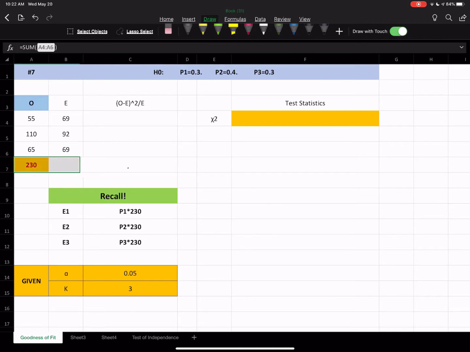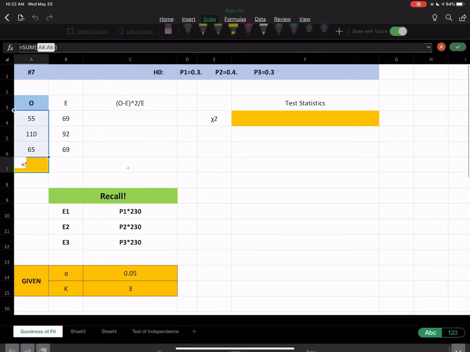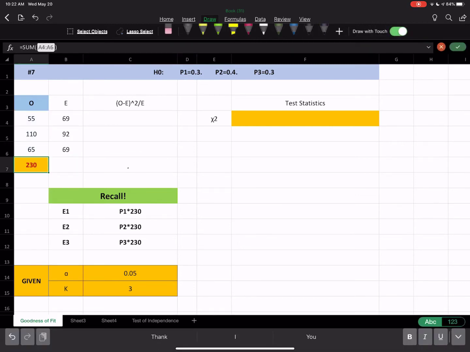And again, as I said, we always want to add them up to make sure that the sum of O and E are the same, and thank God they are. So we've calculated our E's correctly.